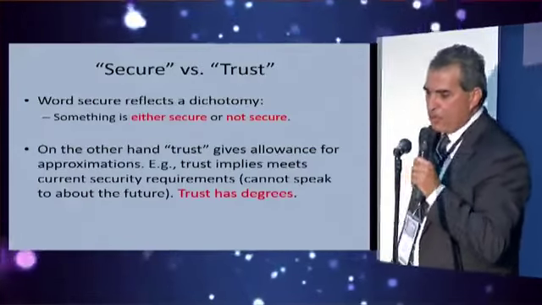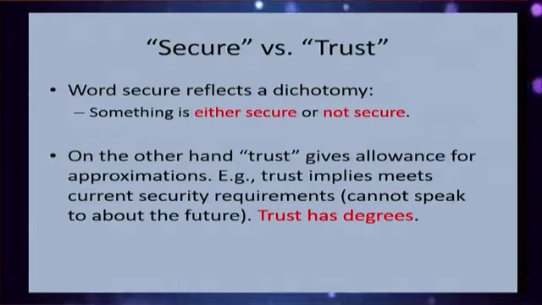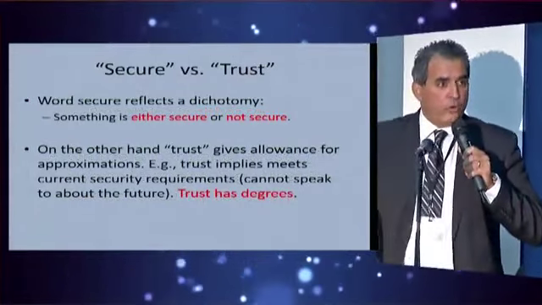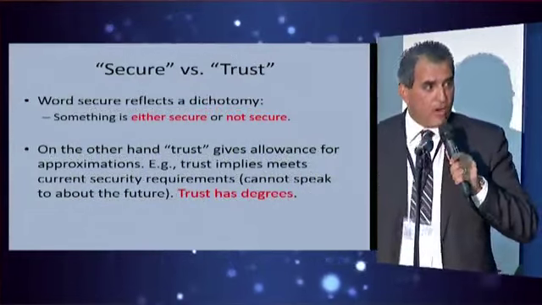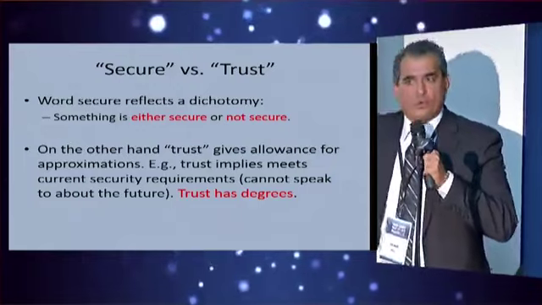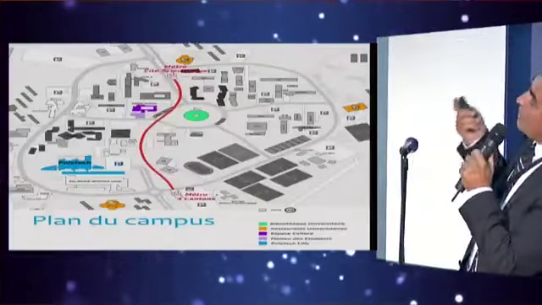Because the word secure reflects a dichotomy: something is either secure or not secure. That's what I mean by secure. On the other hand, trust gives allowances for approximation. For example, trust implies meeting current security requirements; it cannot speak about the future. So we are trusted now, but tomorrow we may not be. So we cannot say now we are secure. If we implement security for, for example, one month, you cannot say it's secure. Nobody knows.